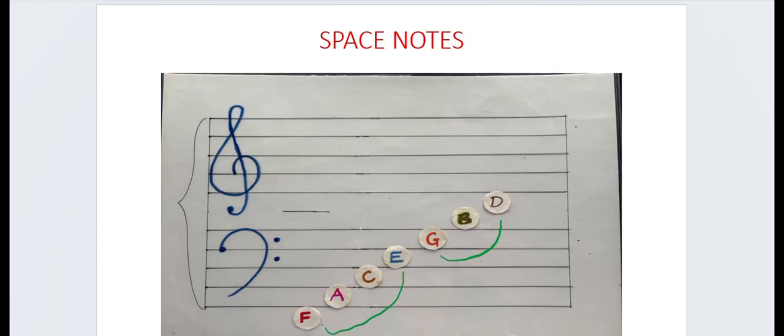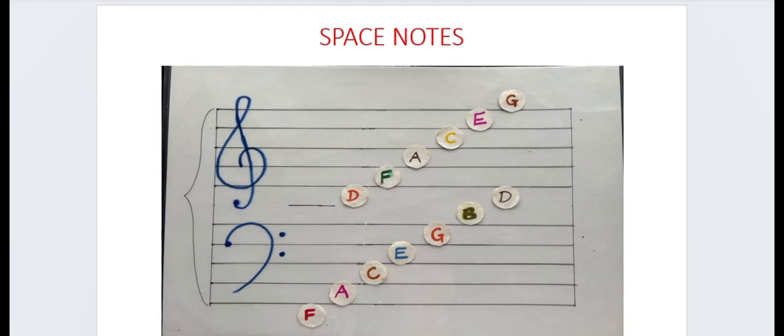Then we will go on to the treble. So this is the D. This D is the same D. After D, you go back to FACE, so you have another FACE in the treble. And after FACE, it's back to GBD. Since we are not going further, we will stop at G.